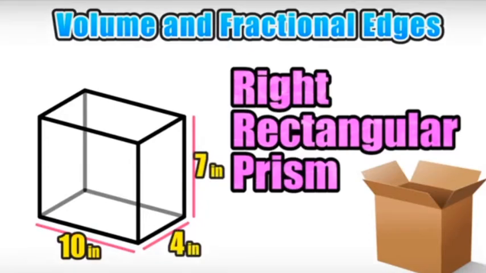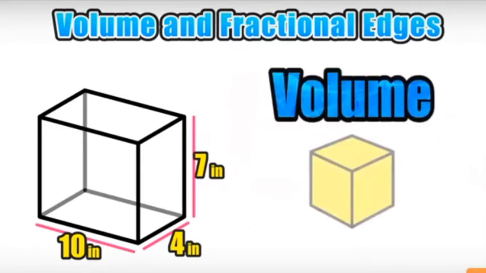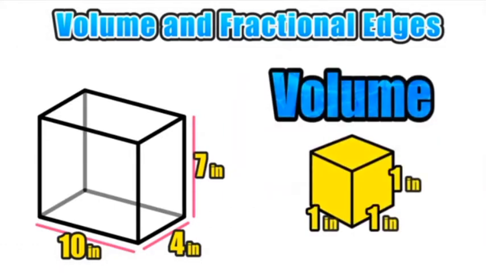Now, we should have a basic understanding that the volume of a figure is a measure of the amount of space inside of that figure, or how much it can hold inside. Now, you may also know that in geometry, we express volume in cubic units. So, in other words, the volume represents the number of unit cubes it would take to fill the entire prism.